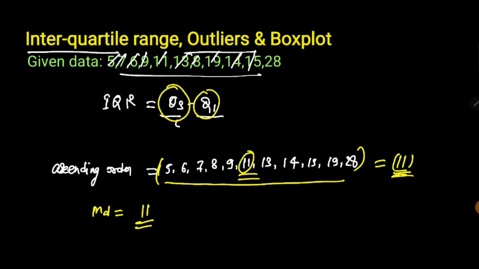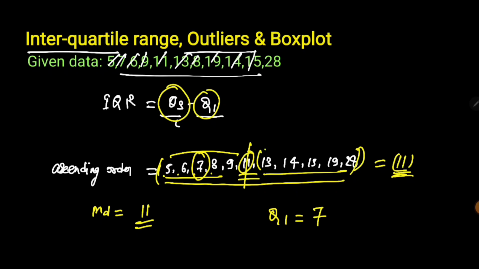Now to calculate the quartiles, we know that the quartiles are the medians of the lower and upper data parts. The first quartile is the median of the lower data part and the third quartile is the median of the upper data part. So to calculate the first quartile, Q1, we want the median of this data. Here we can see that the total number of values is 1, 2, 3, 4, 5. So the third value will be our median, that is quartile 1. So here Q1 is 7.